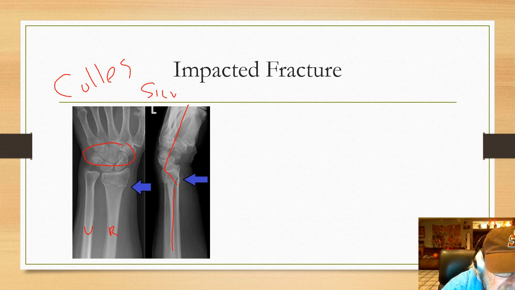silver fork deformity, because it's like a fork. If you look at a fork with the tines up in here, here's the shaft of the fork down here, and it has that little bend. And they call it silver fork deformity.